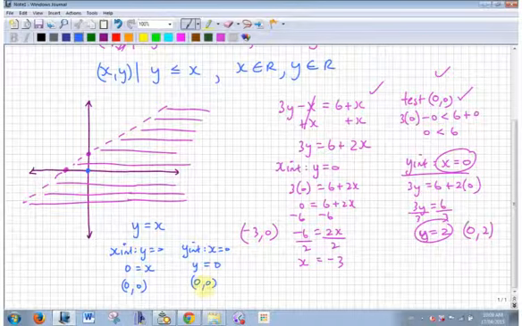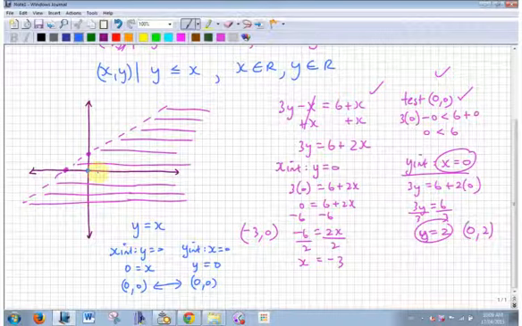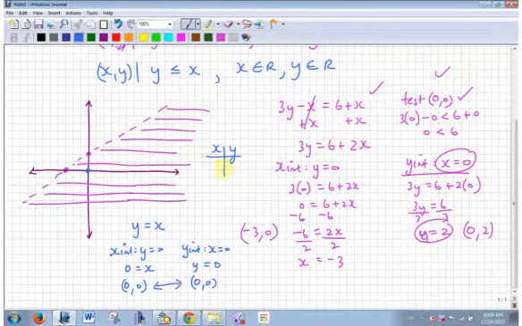I need 2 points to do a line. That's only 1 point. This is the same point. So now what do I do? You got a couple of options. Let's plot this thing and see what happens.